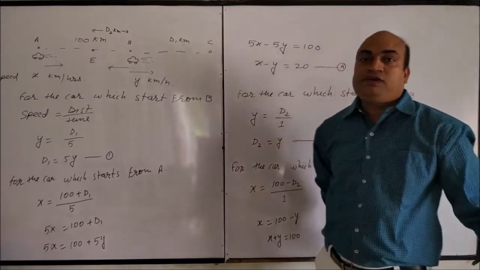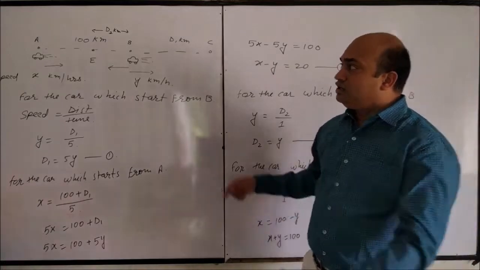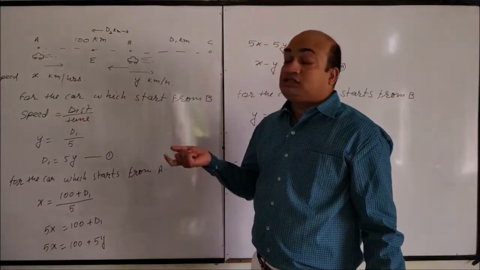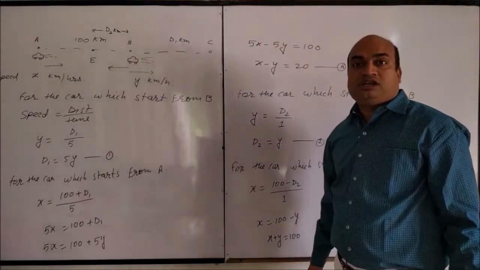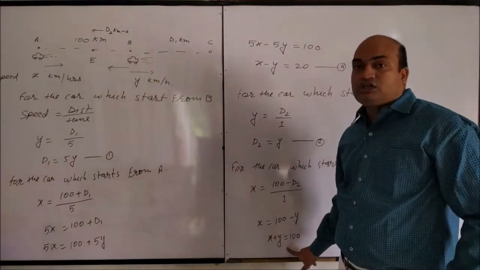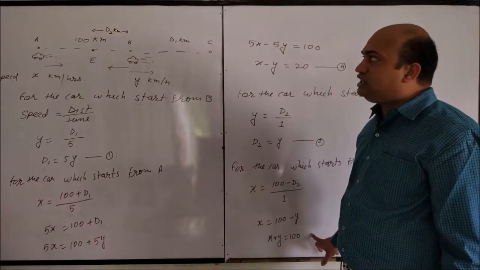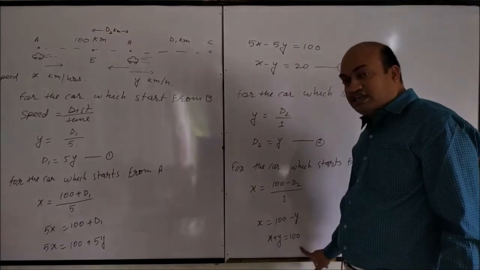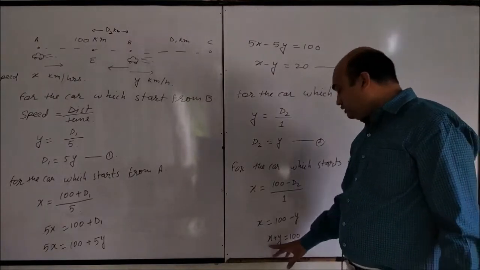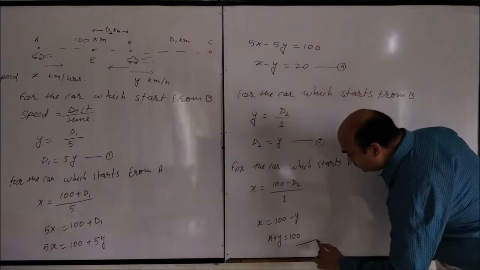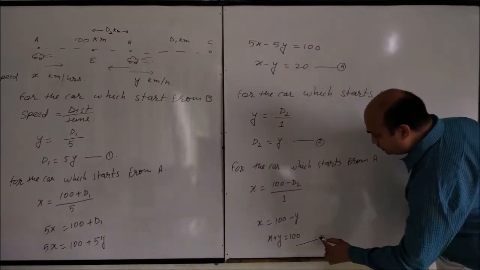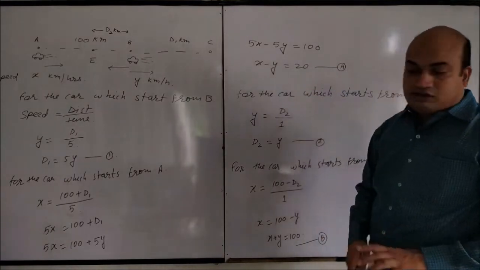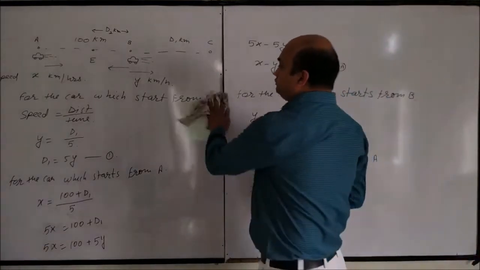You see, if we use the concept of relative speed, if the cars travel towards each other, then their relative speed will be the sum of their individual speeds, that is x plus y kilometer per hour, and the distance they have to travel is 100 kilometer and time is 1 hour. So speed equal to distance upon time. If we apply the formula directly, then we will get this equation. We consider this as equation number B. Now the two equations, A and B, we solve by elimination method.